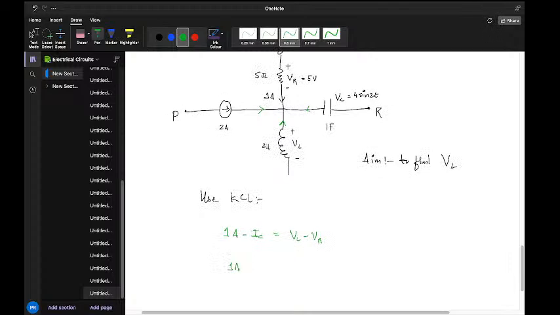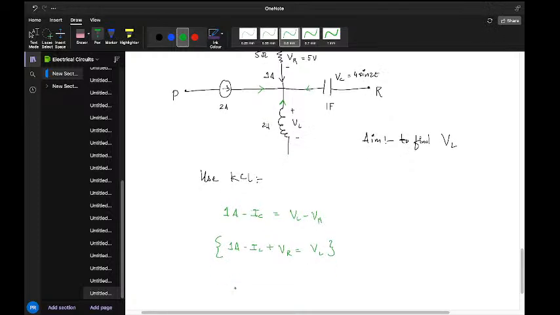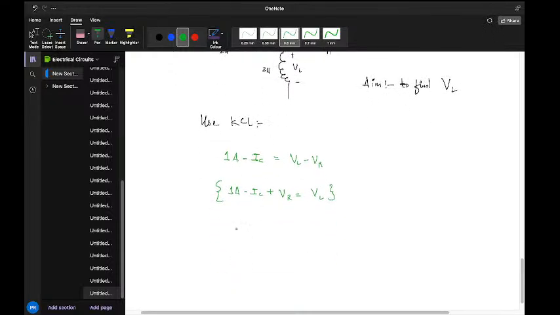So you can just rewrite it as V of A minus I of C plus V of R, which is just going to be equal to V of L over here. Cool, guys. Now we know Q equals CV for capacitors.